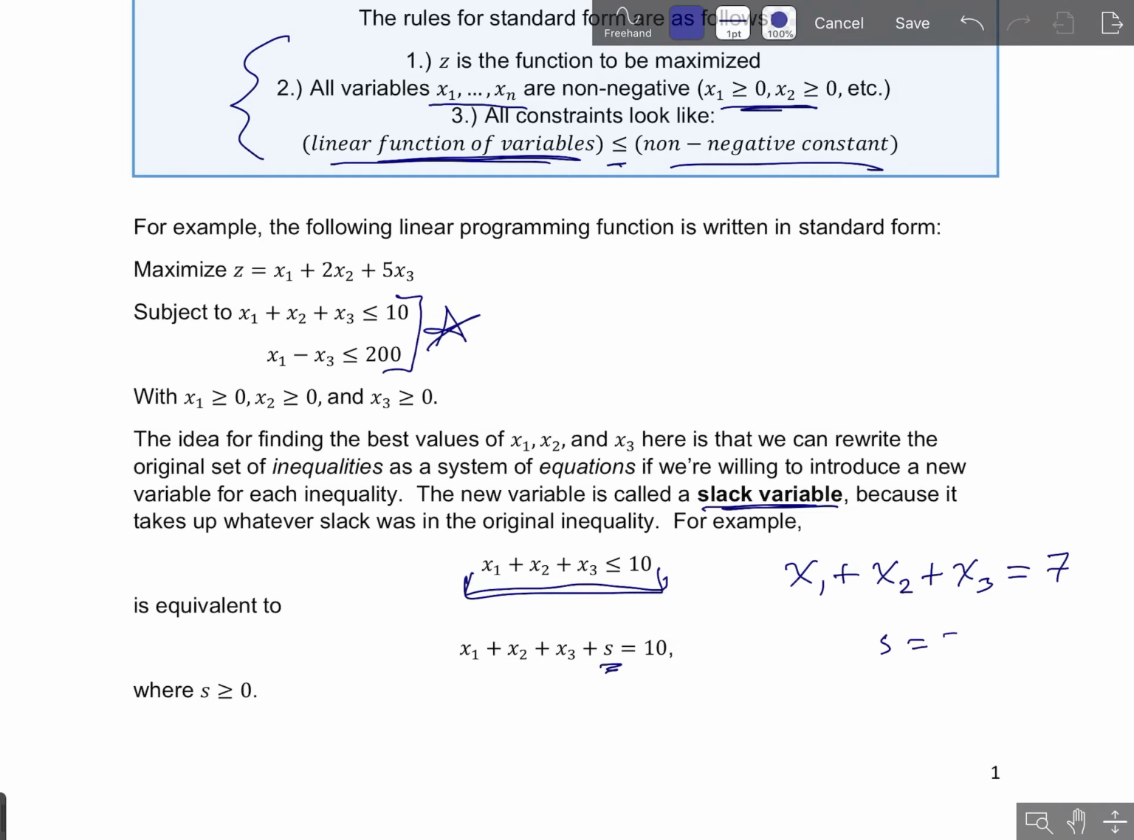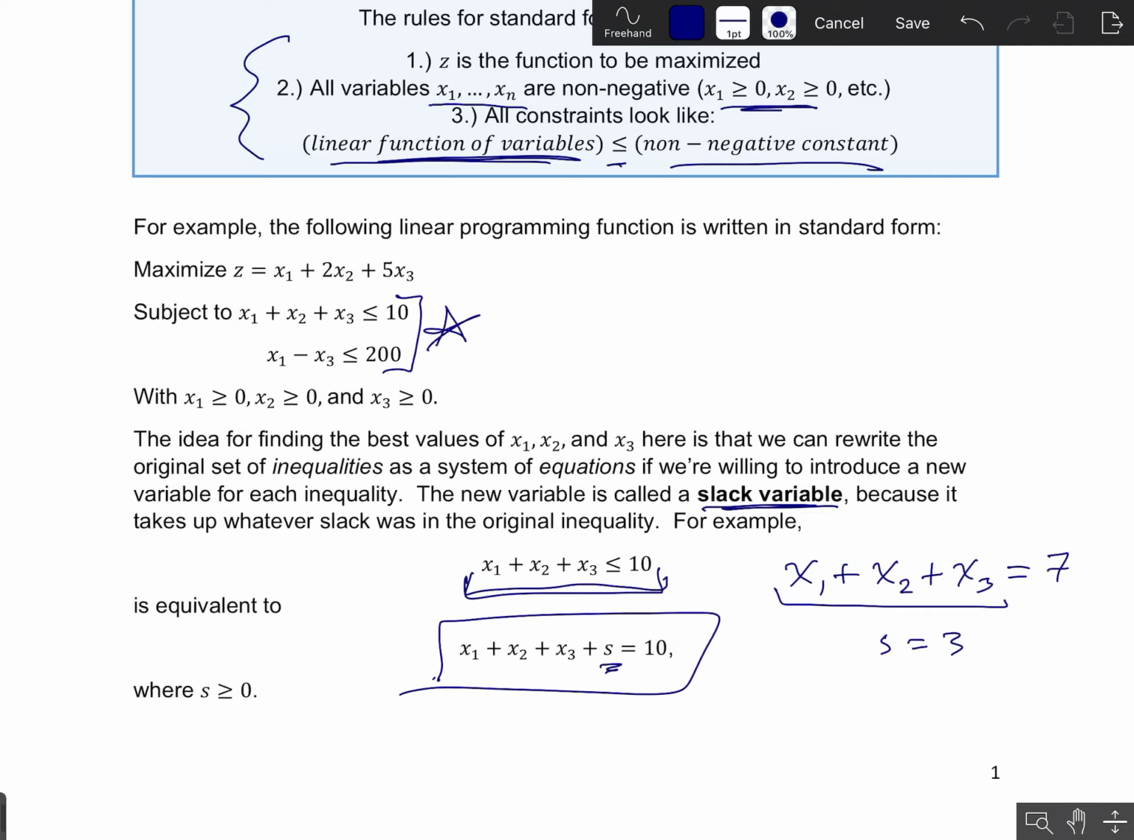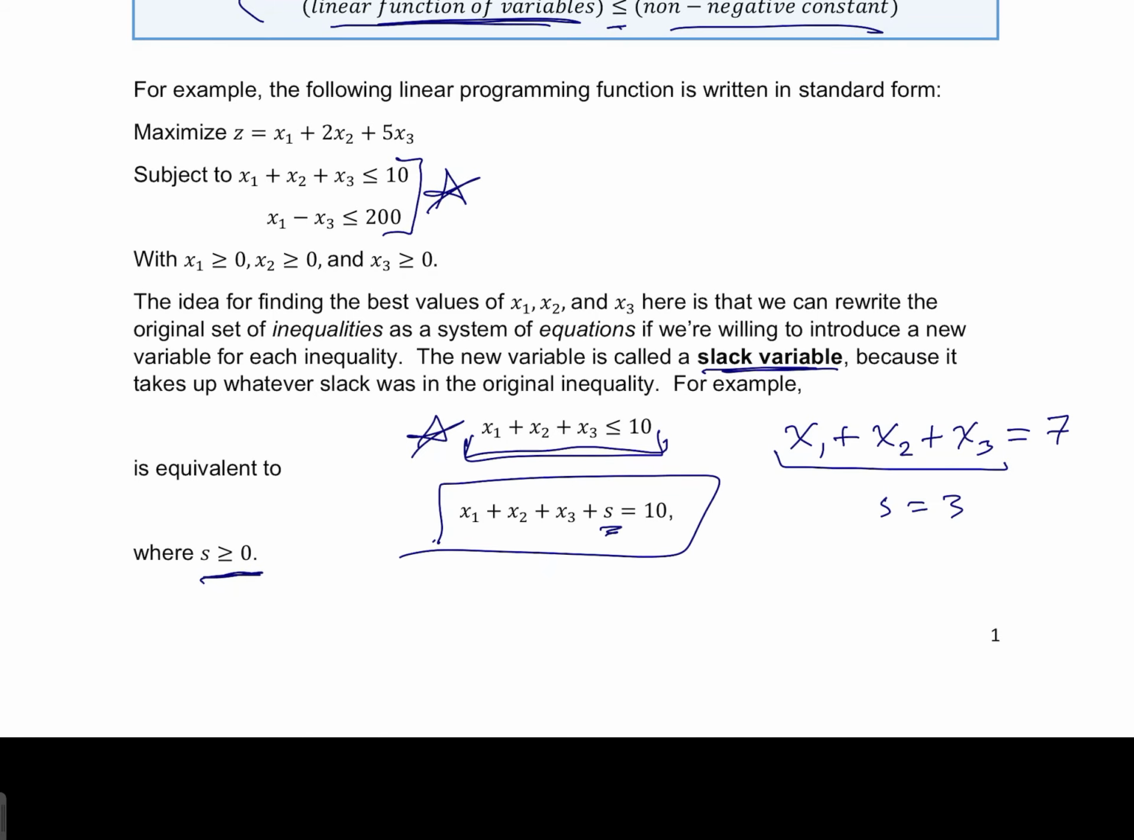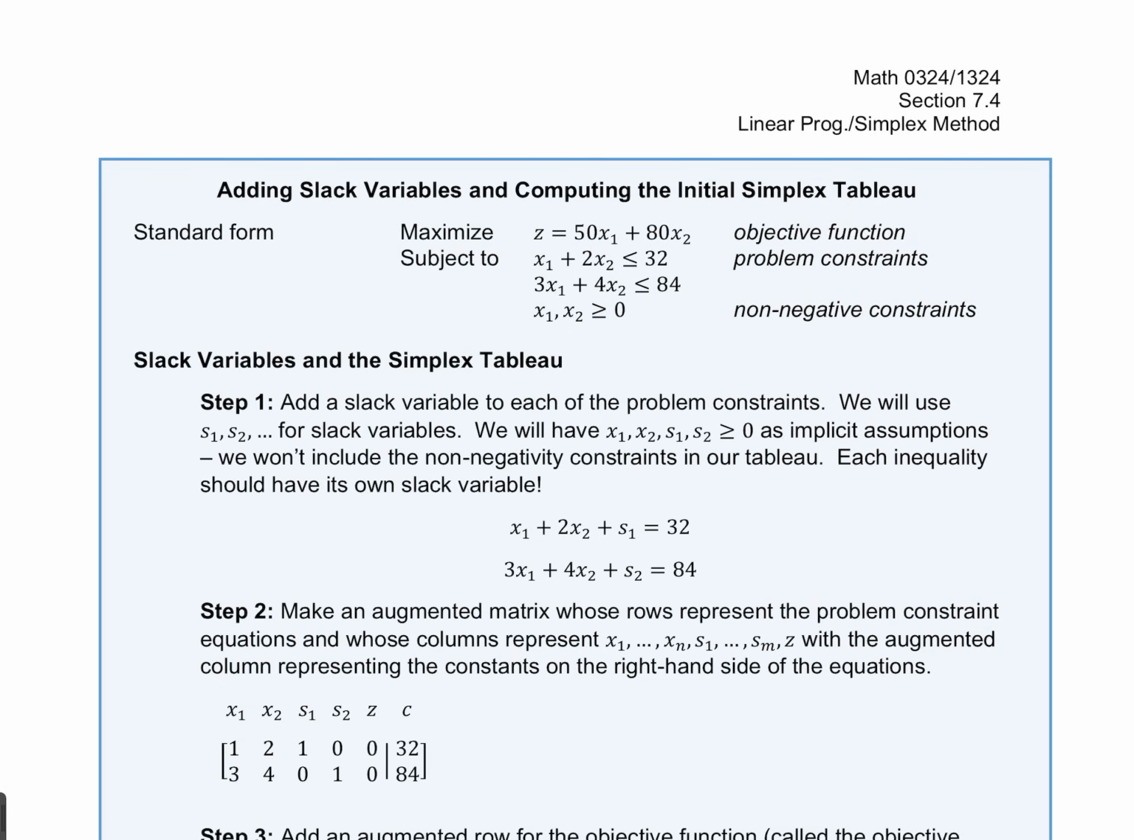So in this example, I would have s equals 3 if the sum of those three variables were 7, and then I've translated this into an equivalent equation that just involves this slack variable. And notice that the slack variable is also going to be bigger than or equal to 0. That's because the left side is a little bit smaller than the right side in this initial inequality. So that's how we're going to translate our constraints into these equalities by introducing a slack variable. And we're going to need to introduce a slack variable for each constraint that shows up. So each constraint will have its very own slack variable.